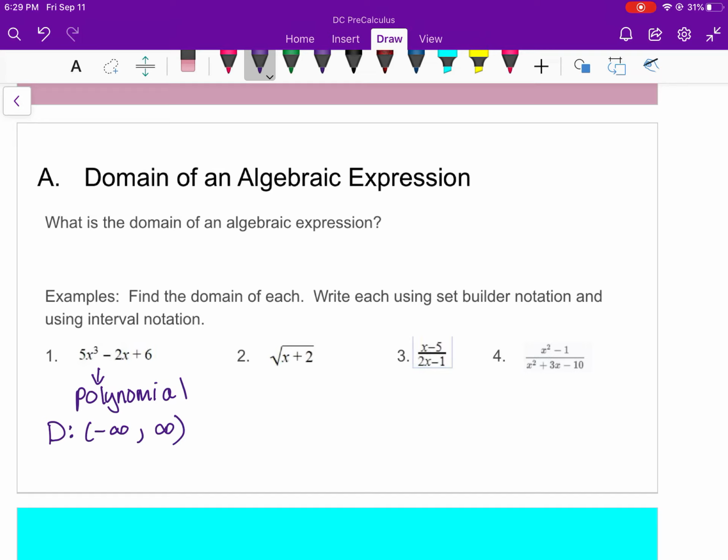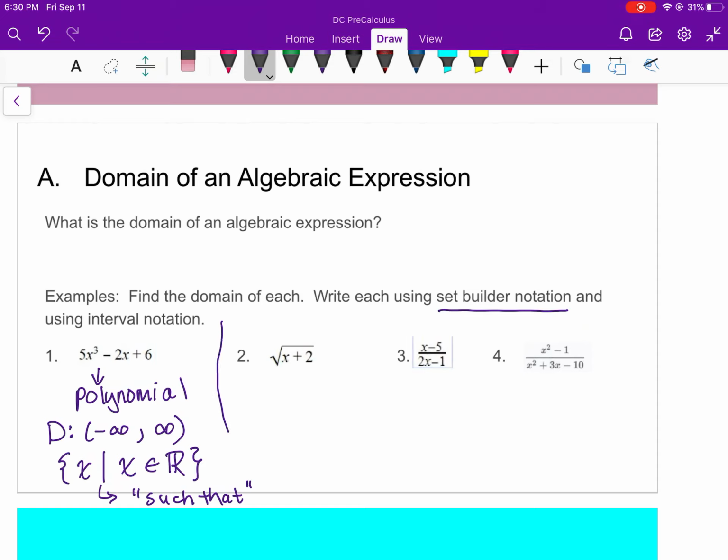If I want to use set builder notation, which is something you need to see, we say that it's all elements x such that x is an element of the real number system. So the bar here stands for such that. Okay, and then the set builder just means that I can plug in any real number for x.